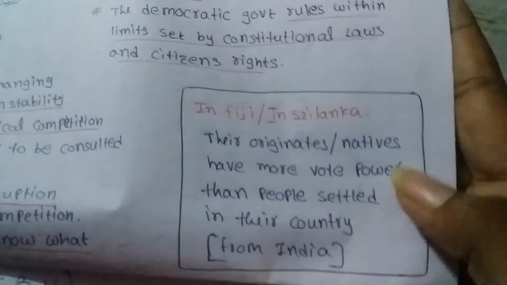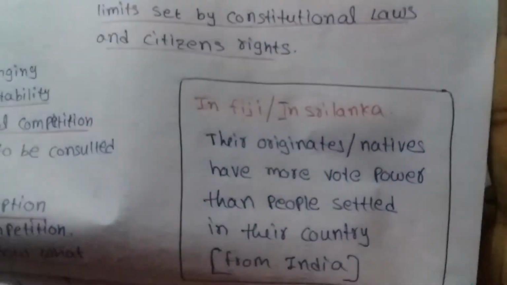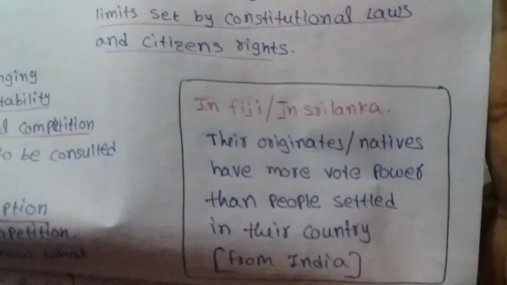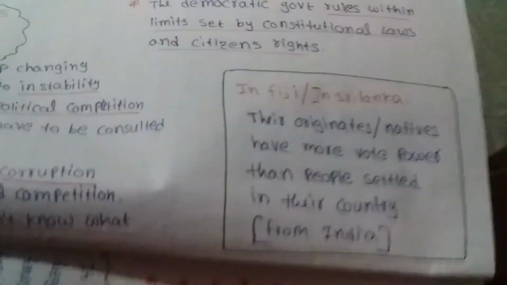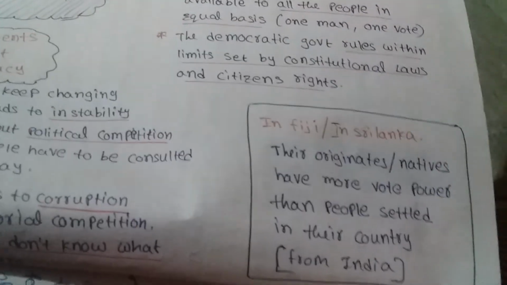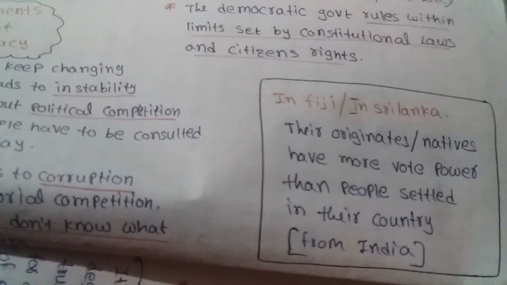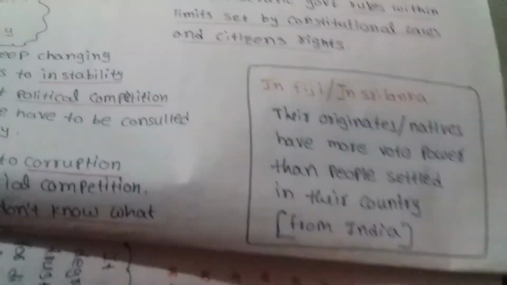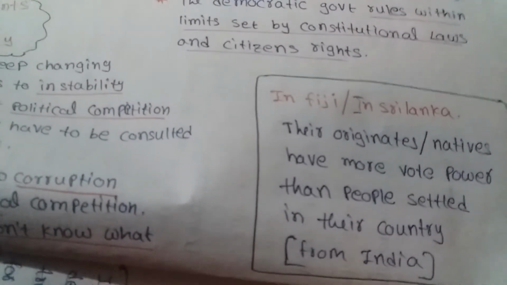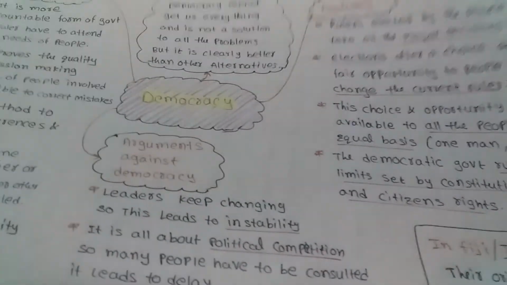And in this chapter, one more important thing is given. In Sri Lanka, the natives have more vote power than the people settled in their country from India. That means those who went from India to Sri Lanka and settled have less vote power to elect their leader. So it is also not democratic, right? Because we have to treat everyone equally. So here they are not treating people equally, right? So it is not democracy. So yes, this is the chapter on democracy.